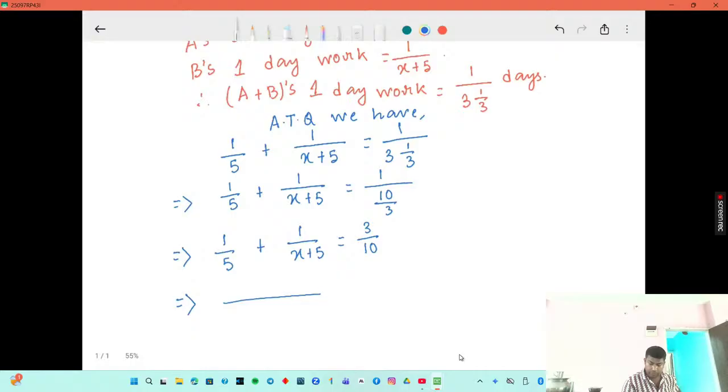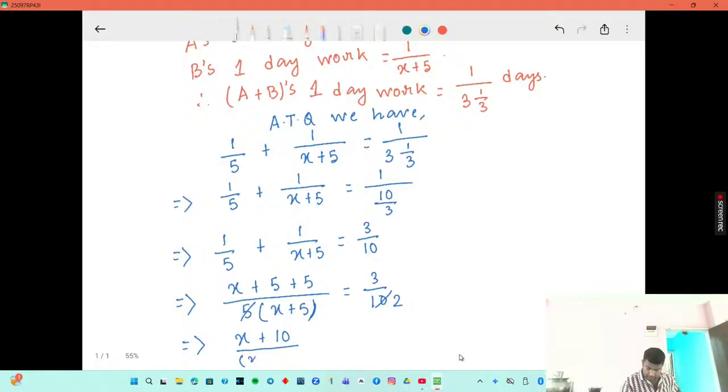So here we will write (x plus 5 plus 5) over (x plus 5) is equal to 3 by 10. Now here we can cut 5 by 10, the number will come 2. So (x plus 10) by (x plus 5) is equal to 3 by 2. So 2x plus 20 is equal to 3x plus 15.